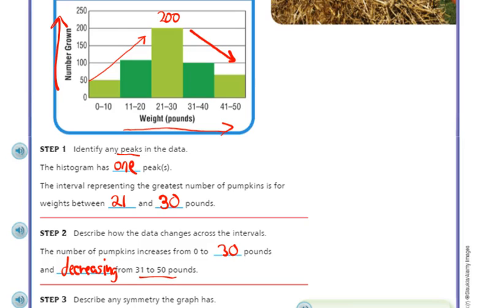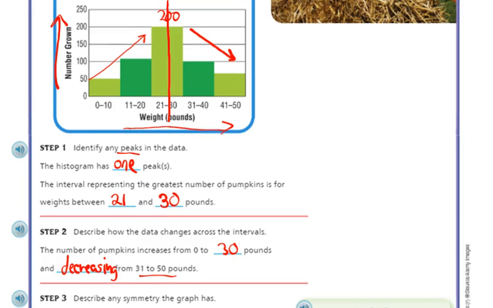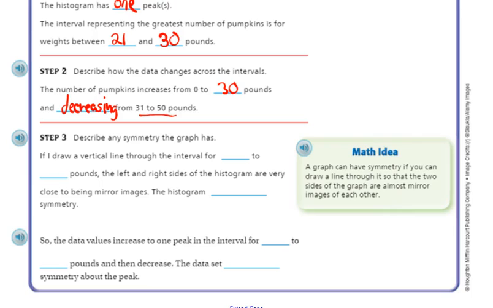All right, so if I draw a vertical line through the interval 21 to 30, so right here, do I have symmetry? Does it look like it could fold over on that line? And in this case, it does. So therefore, it will have symmetry. So describe any symmetry the graph has.